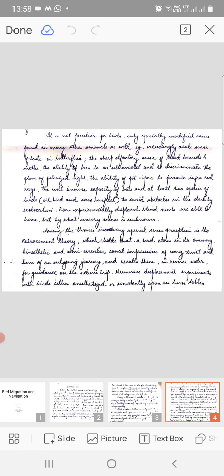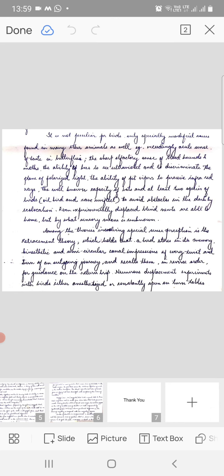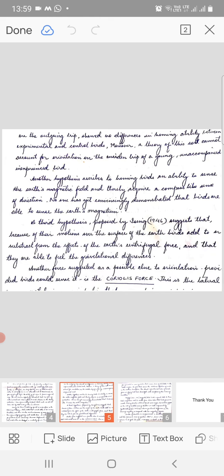Among the theories involving special sense perception is the retracement theory, which holds that a bird stores in its memory kinesthetic and semicircular canal impressions of every twist and turn of an outgoing journey and recalls them in reverse order for guidance on the return trip. Numerous displacement experiments with birds, either anesthetized or constantly spun on turntables on the outgoing trip, showed no differences in homing ability between experimental and control birds. Moreover, a theory of this sort cannot account for orientation on the maiden trip of a young, unaccompanied, inexperienced bird.